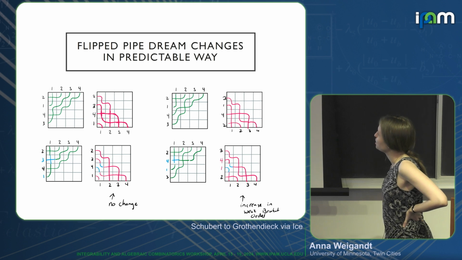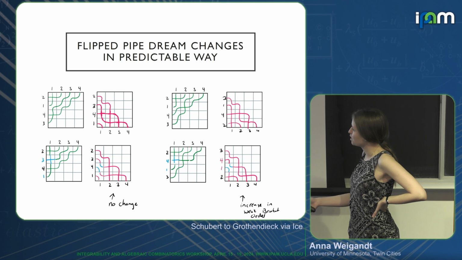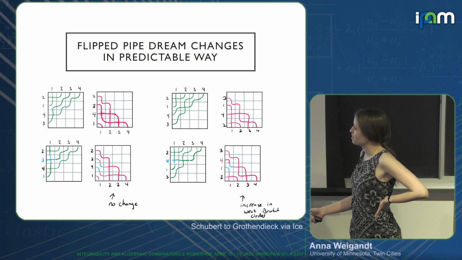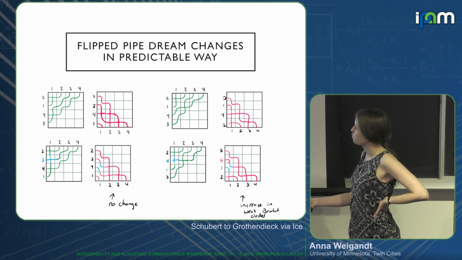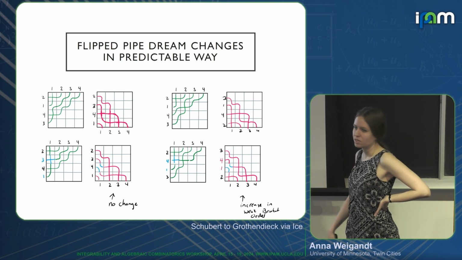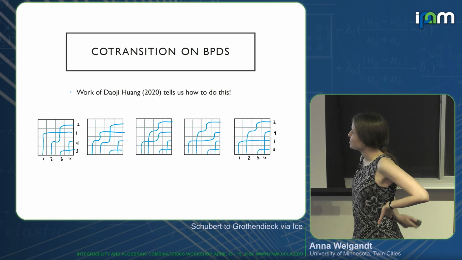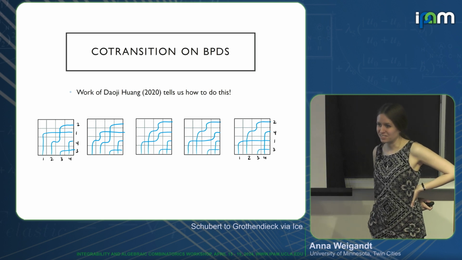The flipped pipe dream changes in a very predictable way when you do this. If you're adding a plus over here, you are removing a crossing in the flipped thing. And the permutation can sometimes just not change. So if these things were already in order, they're not going to change. If these things are out of order, they're going to flip. Okay, so cotransition on bumpless pipe dreams, it's harder to see.